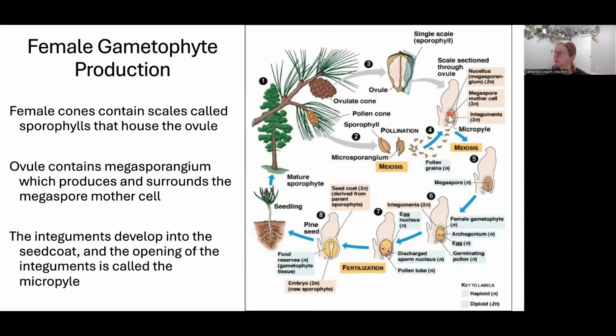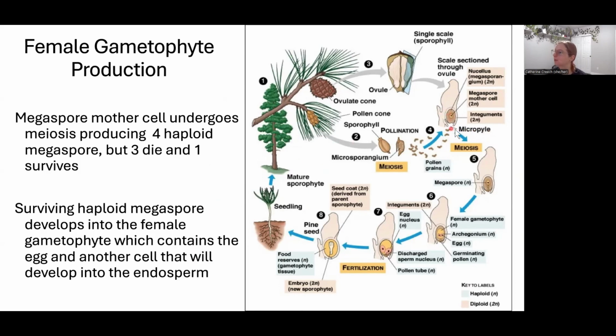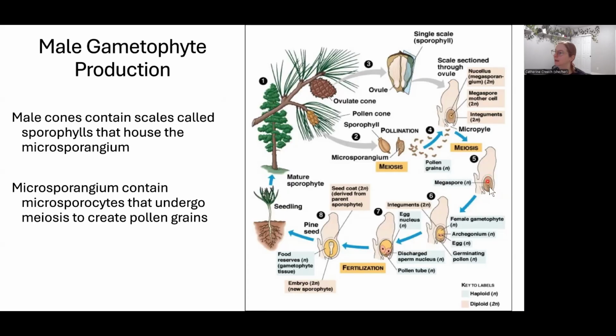So now this megaspore mother cell is going to do meiosis. As it does meiosis, it's going to produce 4 haploid megaspores, but only 1 survives. So you make 4, but 3 die, and 1 of them is left. Here's my megaspore. It is haploid. Now my megaspore is going to start to grow inside of the integuments, which is still from the mother plant, the diploid sporophytes. You're going to have the female gametophytes.